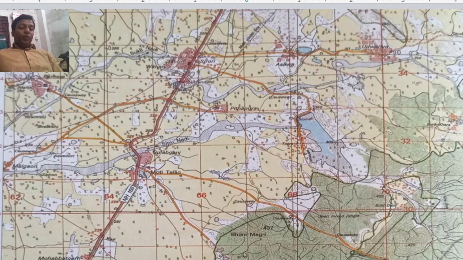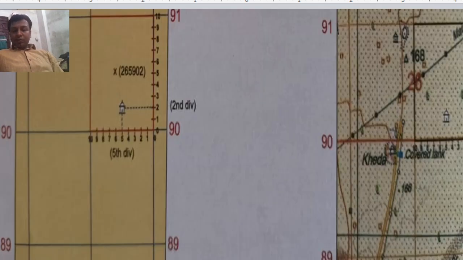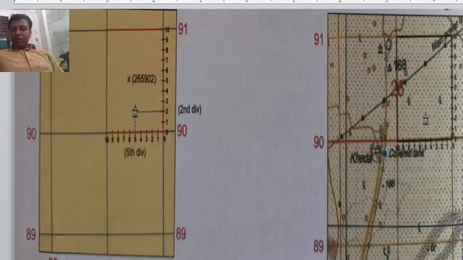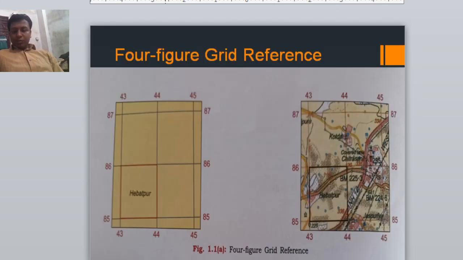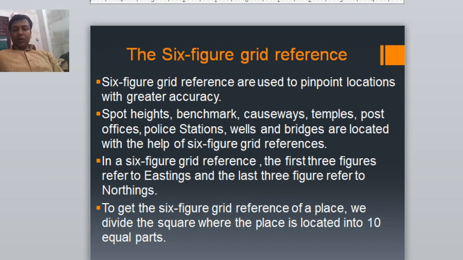Like that, in this video you can also judge it. So look at this. This is a four-figure grid reference. Okay. So in this we have 4385. It is a four-figure grid reference. Okay. Now six-figure grid reference.